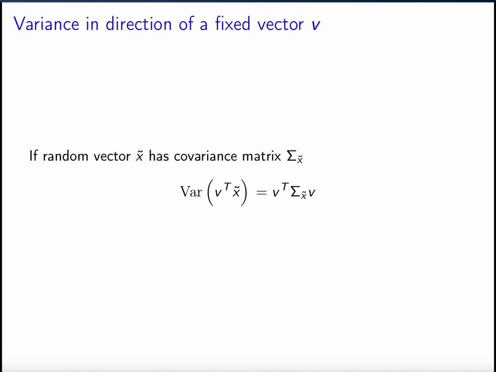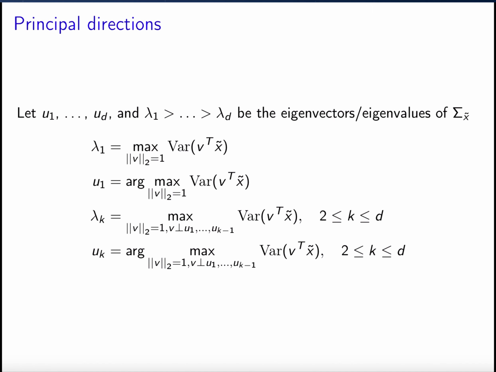So the consequences for us are that if we want to look at the direction that maximizes the variance of a random vector, in the sense that you take a linear combination in that direction with a vector that has unit norm equal to 1, then the maximum is attained in the direction of the first eigenvector of the covariance matrix.